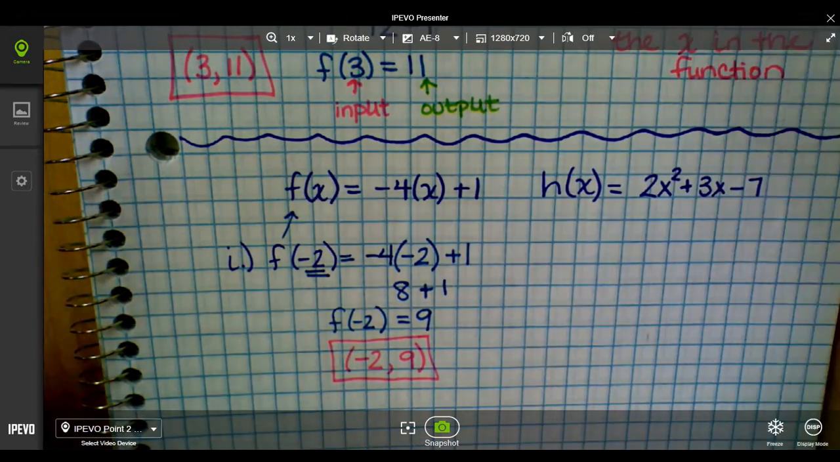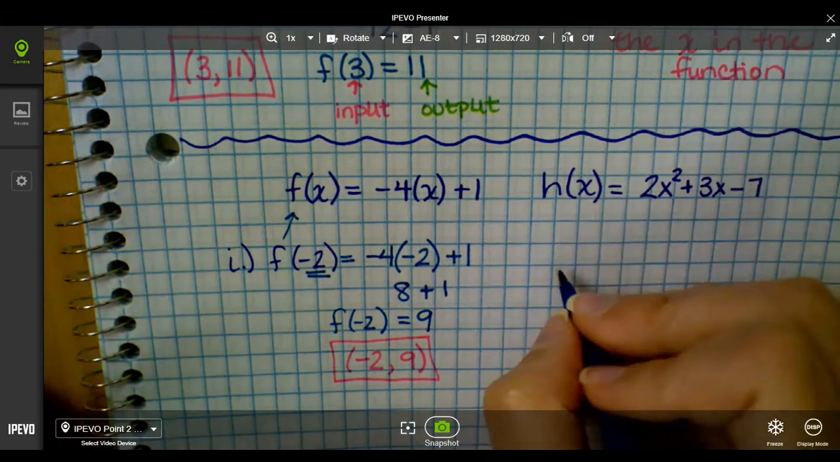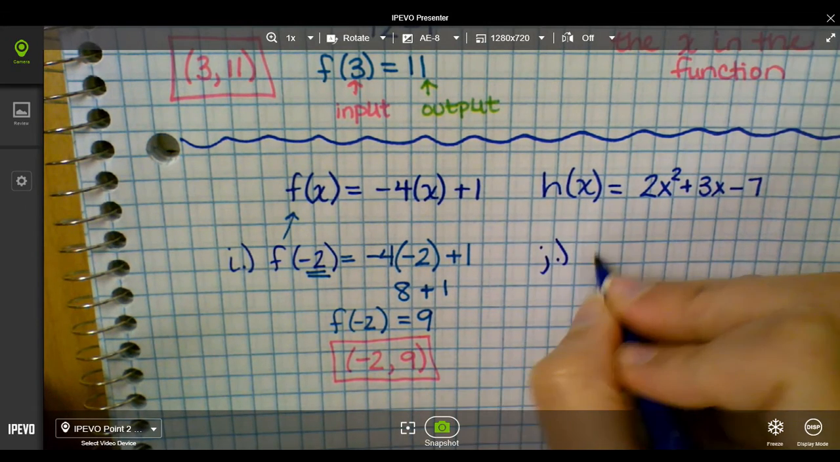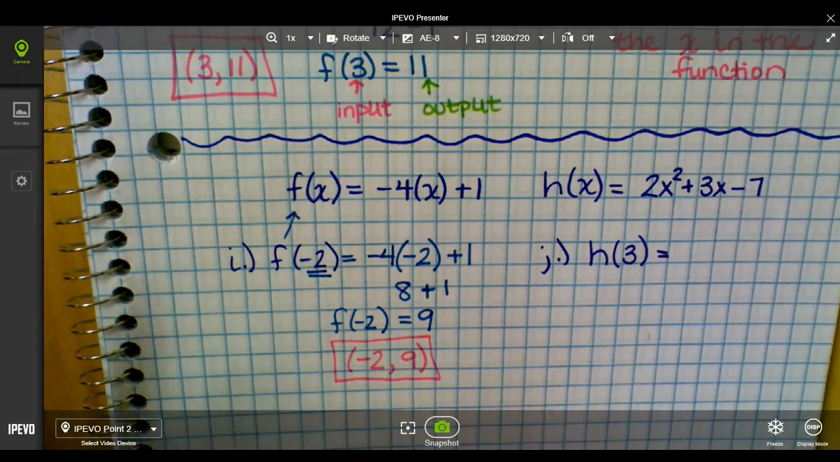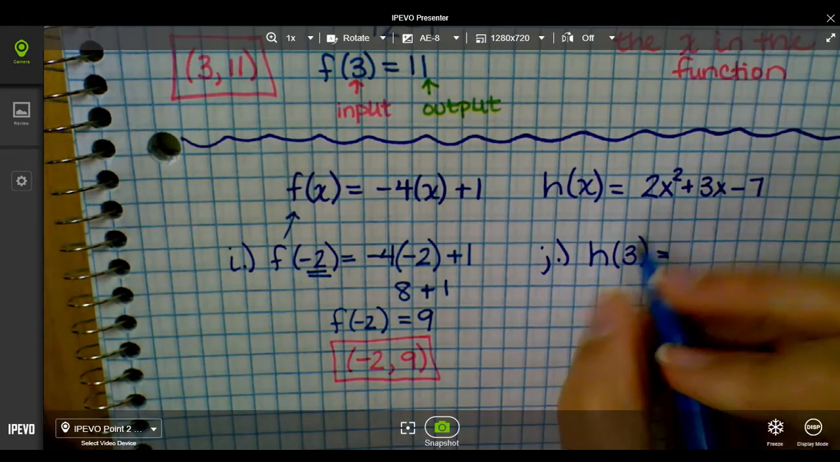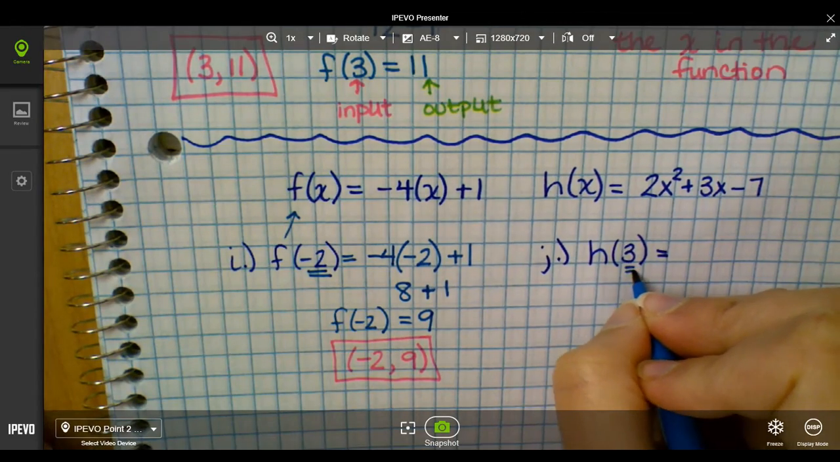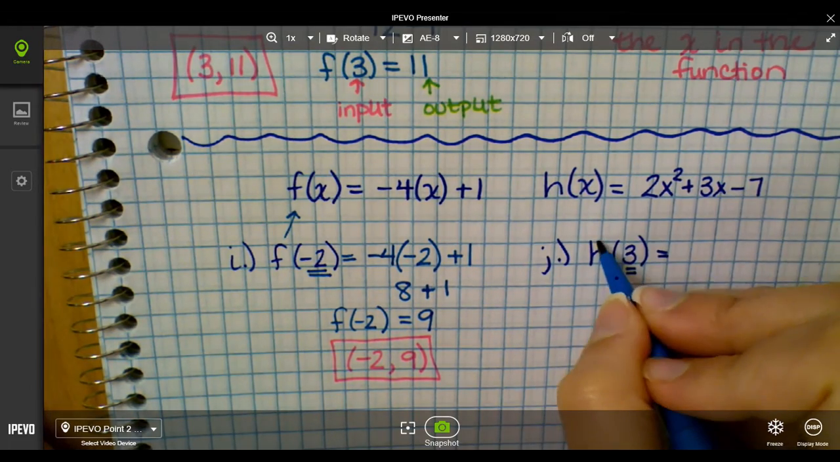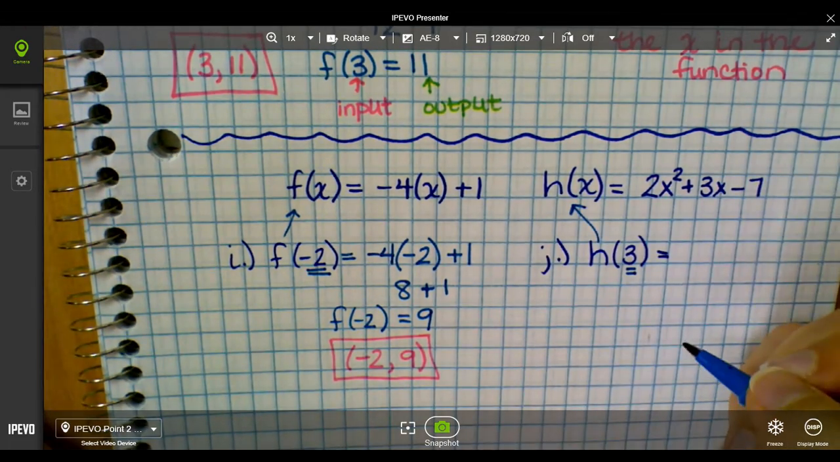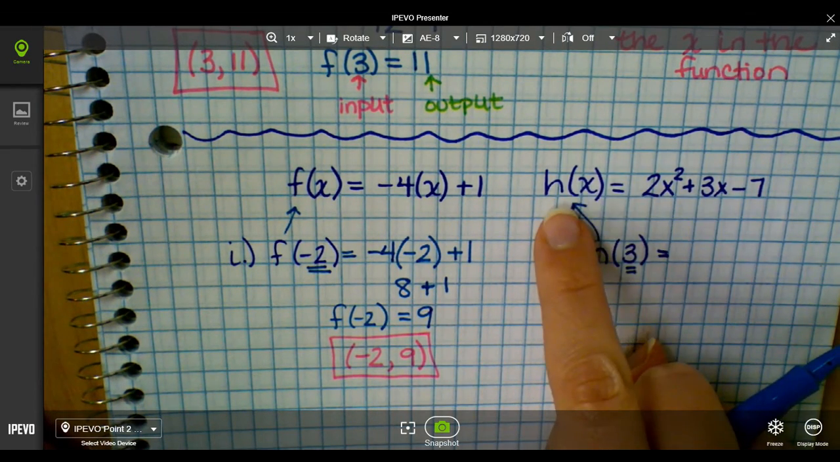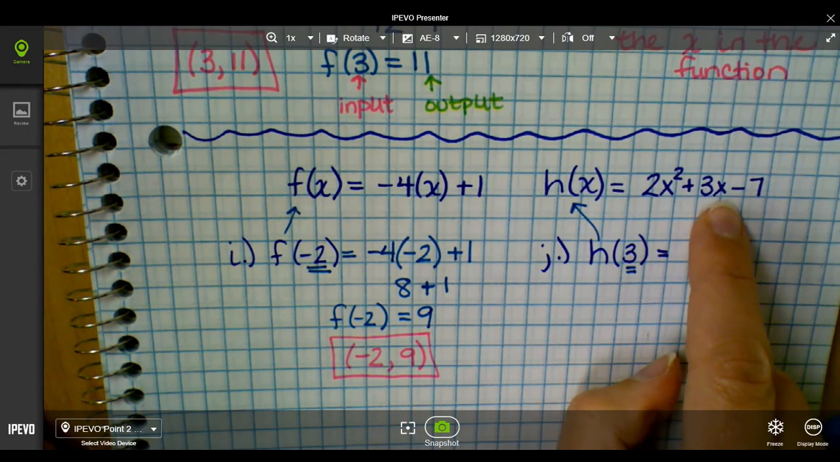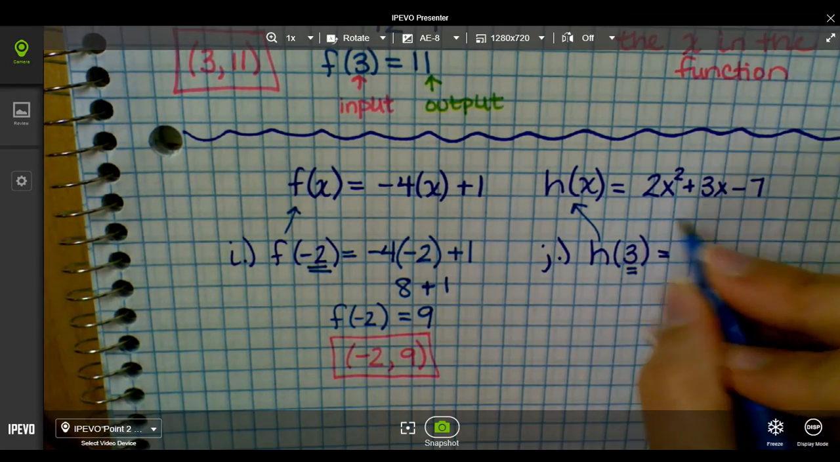All right, the next one. So J, I have h of 3 now. Again, what this means is I am plugging in 3 every single time I see an x in the function h. This letter is not a variable. It tells you which function you're plugging this number into. So I'm plugging in 3 for this one.